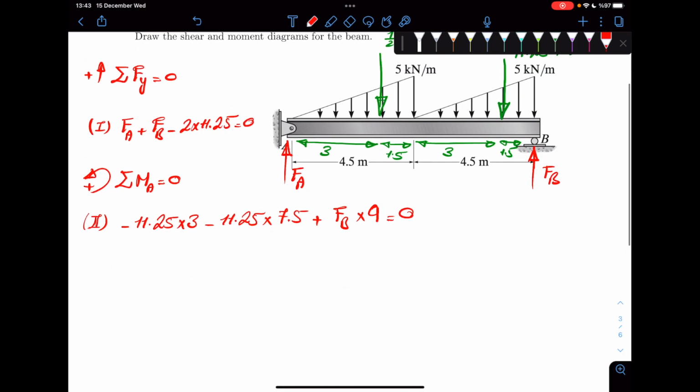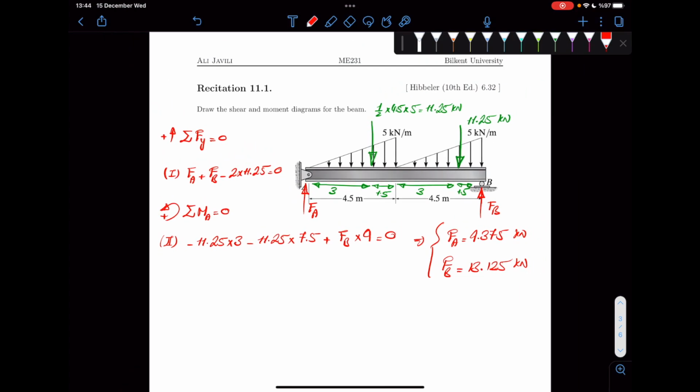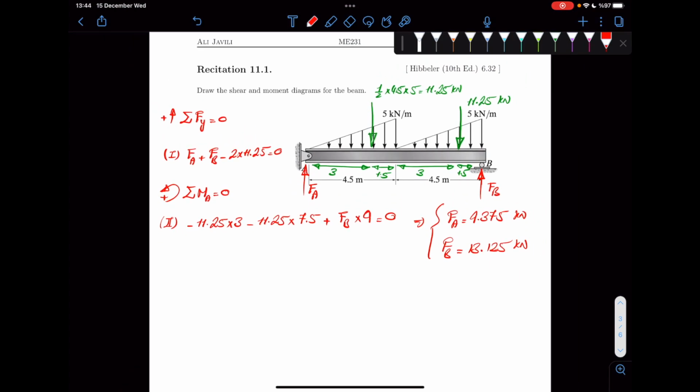So now you have 2 equations, 2 unknowns. You can compute FA and FB. If you do that, FA would be 9.375 kilonewton. FB would be 13.125 kilonewton. All right, so that's that. Now we have the reactions.